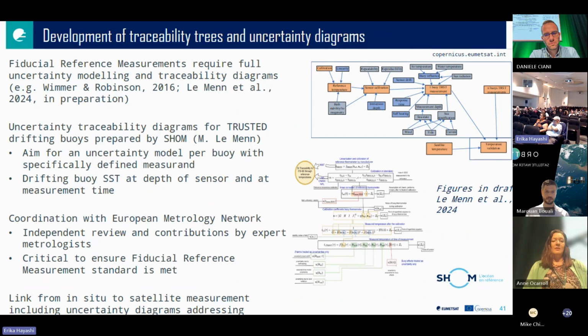And these activities are critical to ensure the Fiducial Reference Measurement standard is met. One aspect still to do is thinking about the uncertainty diagrams for the validation part, so the skin to depth adjustments and the validation models.